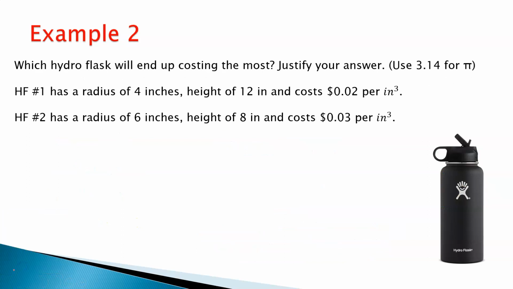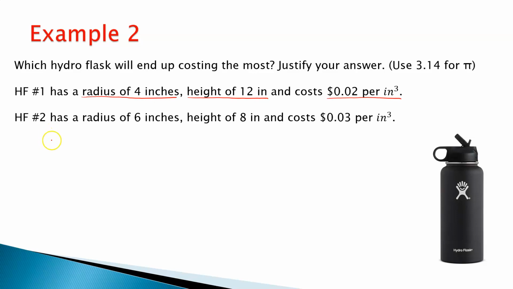It says, which hydro flask will end up costing the most? Justify your answer. We're going to be using 3.14 for pi as usual. So here we have 2 different hydro flasks. Hydro flask number 1 has a radius of 4 inches and a height of 12 inches, but this one is going to cost us 2 cents per cubic inch. So let's find the volume and then figure out the actual cost of that hydro flask.